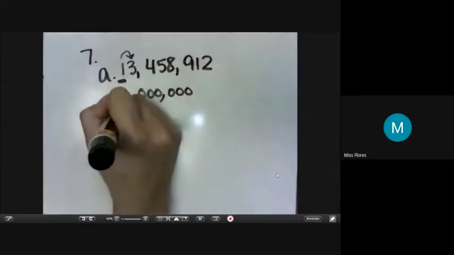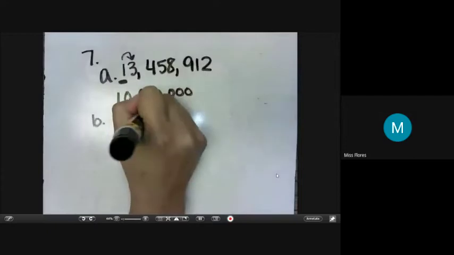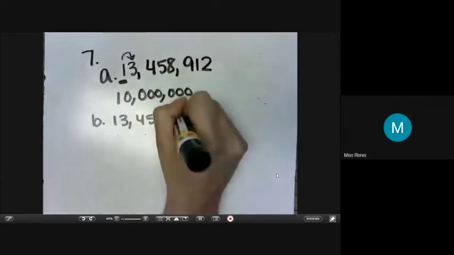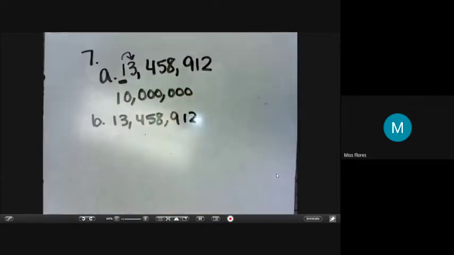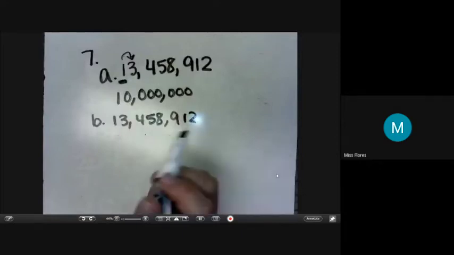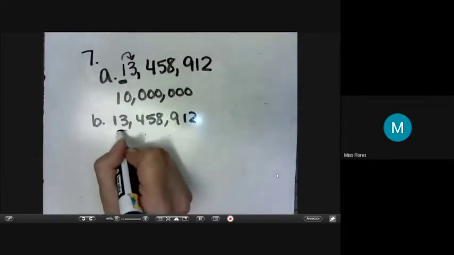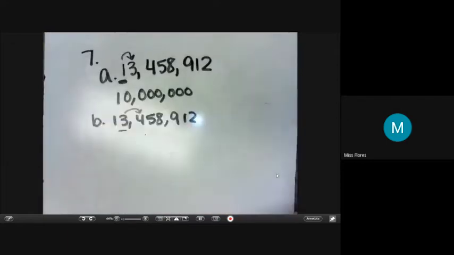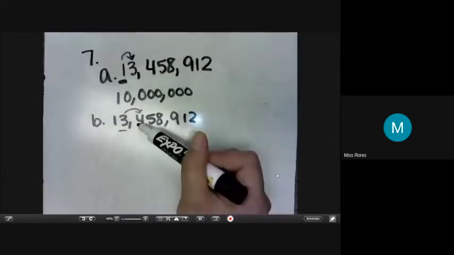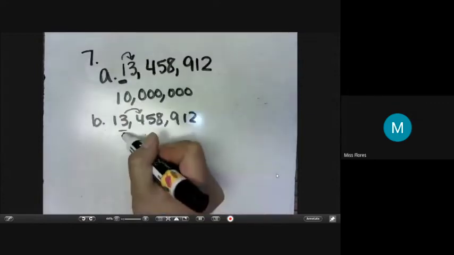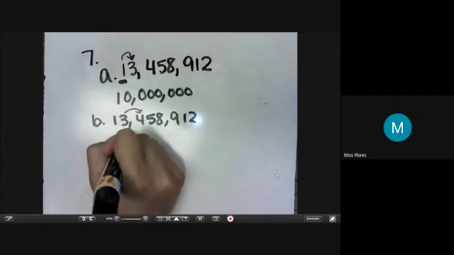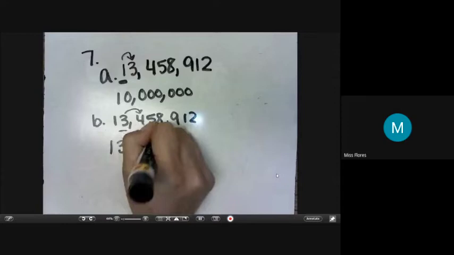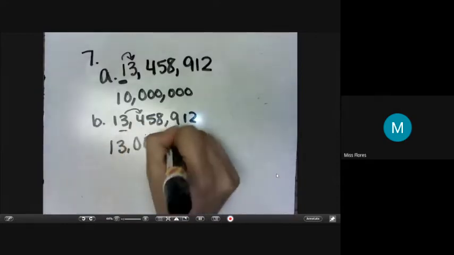B says round 13,458,912, so it's the same number, to the nearest million. Okay, so that means we're going to look at our 3. So we go to the number to the right and we see that 4 is below 5, so 3 is going to stay the same. So the 1 and 3 come down. We get 0, 0, 0, 0, 0, 0.